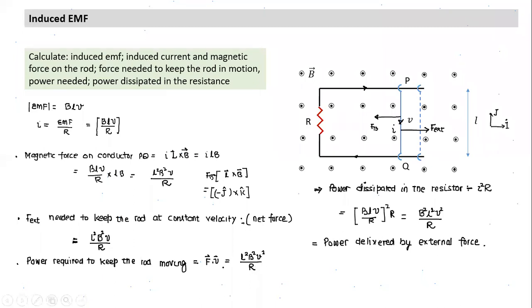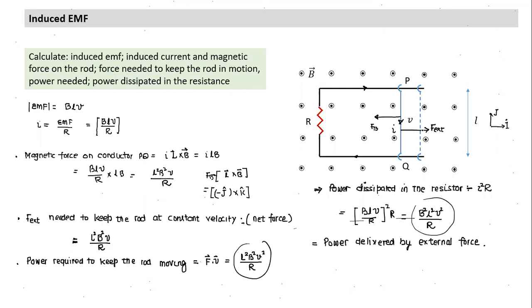So let's look at each part, the whole sequence. Is the sequence clear, everyone? Sir, I didn't understand the last part. I noticed this term and this term are equal. So what does it indicate, sir? What is happening? I am supplying this power, this energy is being supplied by the external force, which is exerting a force on the rod. And where is this energy going?